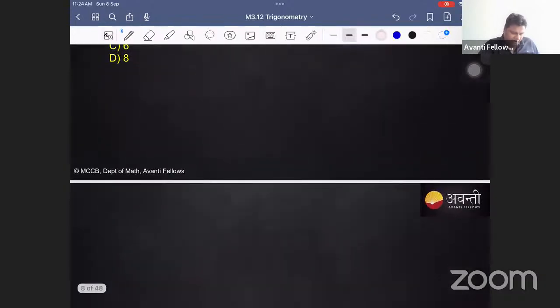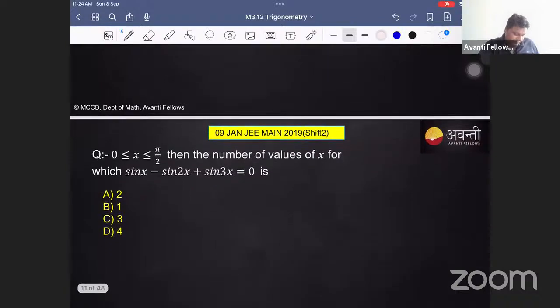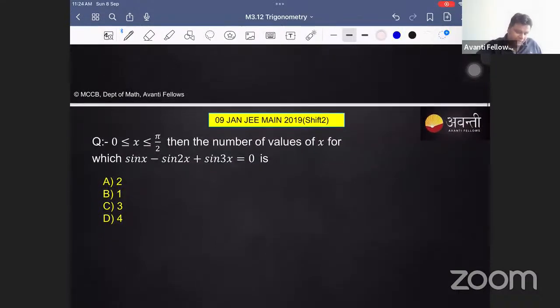You might not be aware of the formulas of trigonometry. Well, the number of values of x for which sin x minus sin 2x plus sin 3x is equal to 0. So it is sin x plus sin 3x minus sin 2x equals 0.